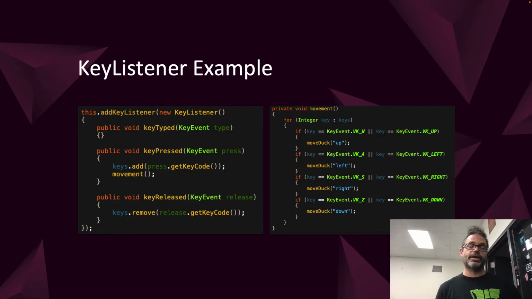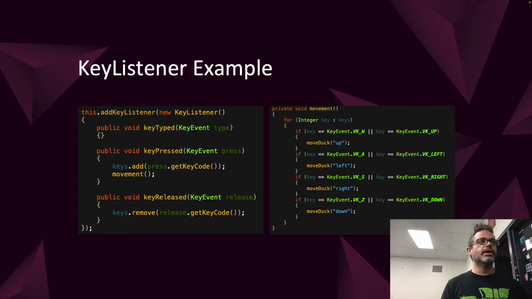Inside my panel, I have a this.addKeyListener passing a new KeyListener anonymous class just like normal. And I have the three methods I need to work with. I have my keyTyped, which I don't use, so I just have an open and close squiggle for that. My keyPressed, where I have the KeyEvent press as the parameter. I say keys.add, and I ask for the key code from that, and keys is a Set of capital I Integer type. Because it's a set, I can only have one of each value in there, so there are always unique values.